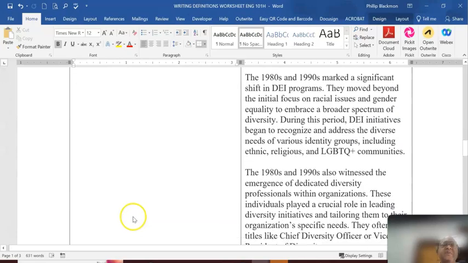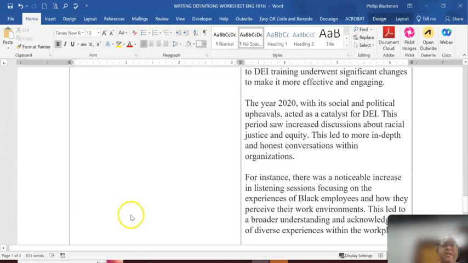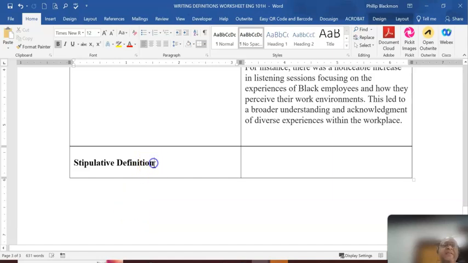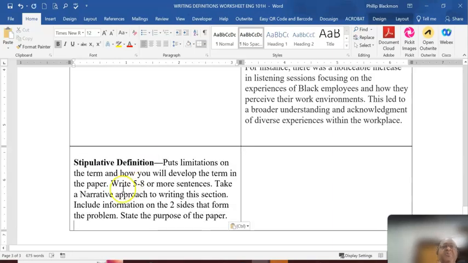So the last definition that we're going to do is the stipulative definition. And the stipulative definition is all about you and your interpretation of the term. I'm just going to copy something that I did for another class since I've already typed the information and I don't want this to be a long video. I am going to copy and paste your instructions right here, and don't worry, I'm going to load this to Blackboard.